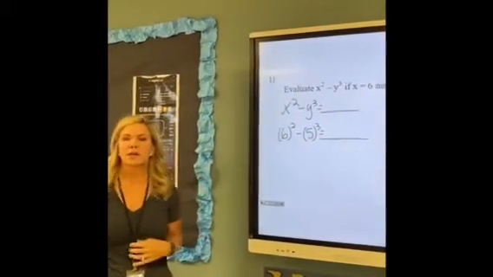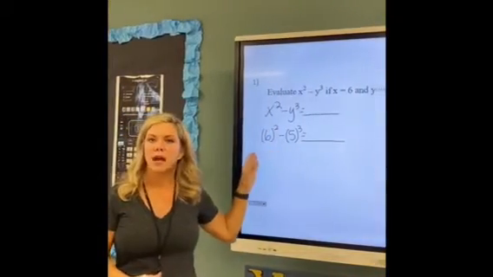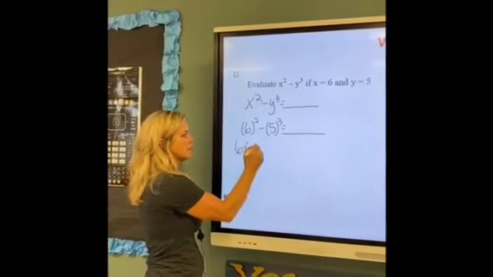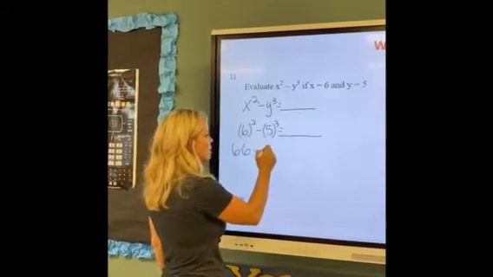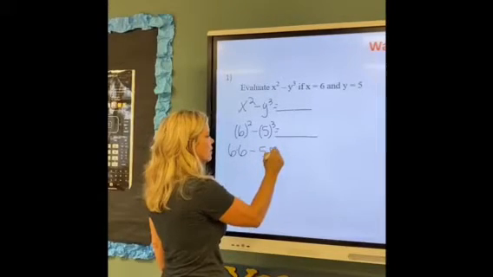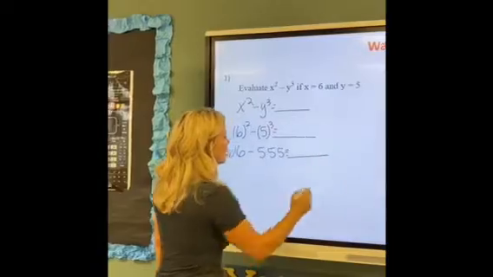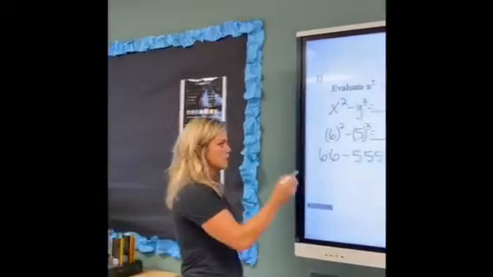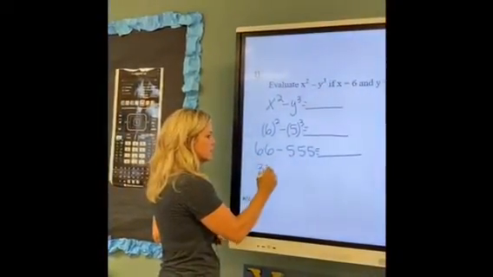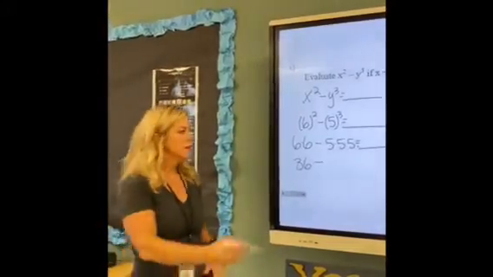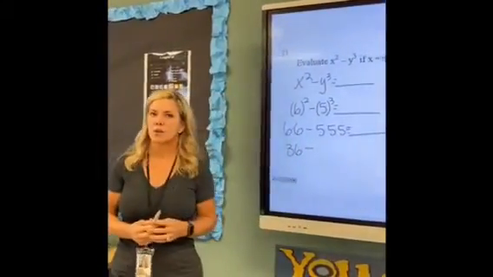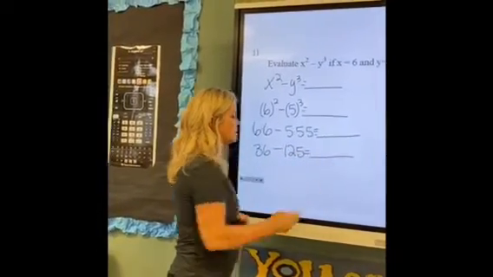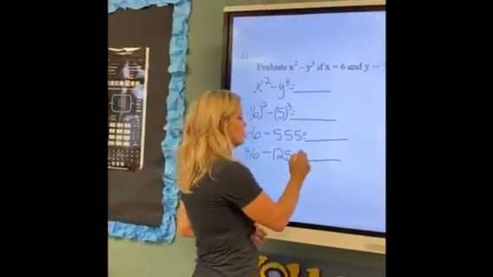And remember from last week, the exponent tells us how many times we want to multiply the number by itself. So in this case, 6 times 6 minus 5 to the third power, which is the same thing as 5 times 5 times 5. And our order of operations tells us that you need to multiply before you can subtract. So in this case, 6 times 6 is 36 minus 5 times 5 times 5, which equals 125. Now we're going to find the difference of the two, and our answer should be negative 89.